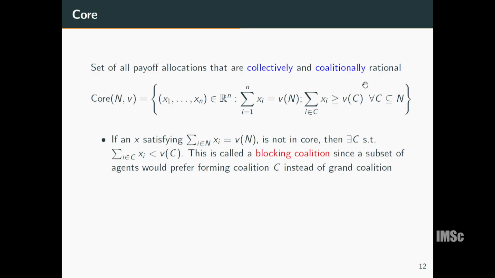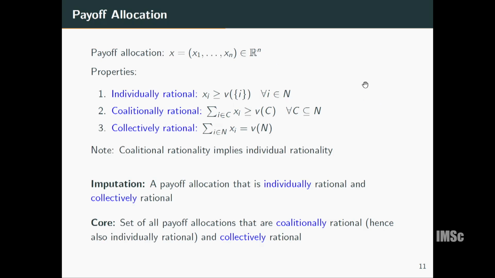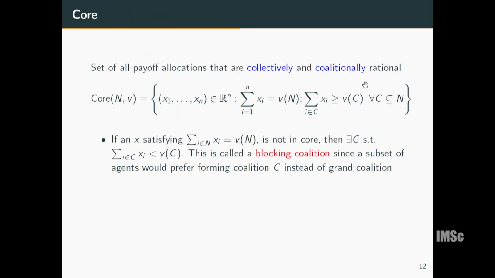why core is important will be clear from the blocking coalition. Okay. So suppose there is a solution X which satisfies collective rationality and this is not in the core. That means there exists a C such that the summation over xi is less than Vc. So you were asking, right, why greater than or equal to Vc makes sense.